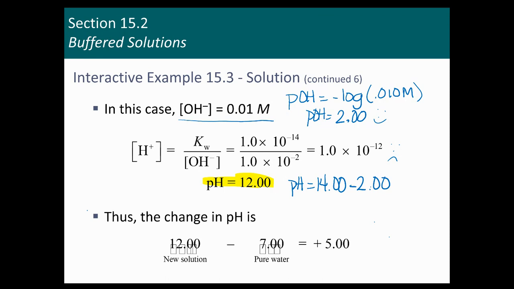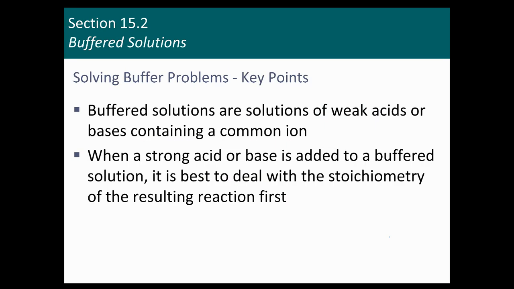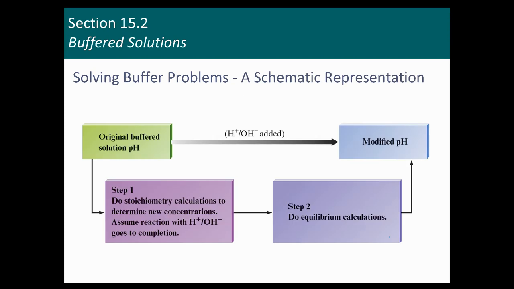That's a +5 pH difference. Okay, so for those of you that like graphics, whenever you have a buffer calculation, it says, hey, my buffer's at a certain pH. What happens when we add H plus and hydroxide? The first thing you're always going to do is stoichiometry. Your strong acid and base will be the limiting reagent. And then you do an equilibrium calculation.